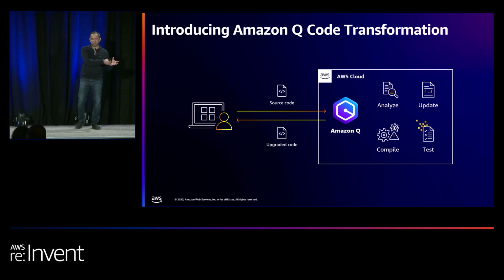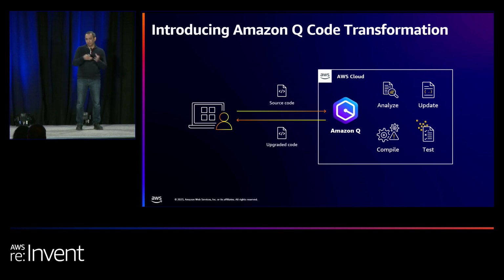You click on transform for an eligible application. Today it is Java 8 and Java 11. We will have more versions and more languages coming soon. What happens is we upload the code into a secure build environment in the cloud. That helps us analyze the code. We start off with a deeper analysis, not just of what the code does, as well as what the requirements are from the specific versions.